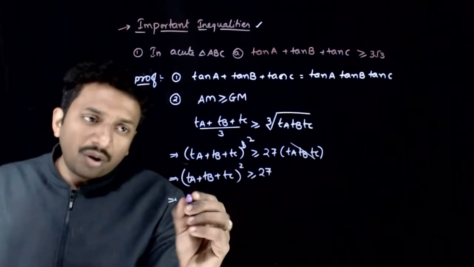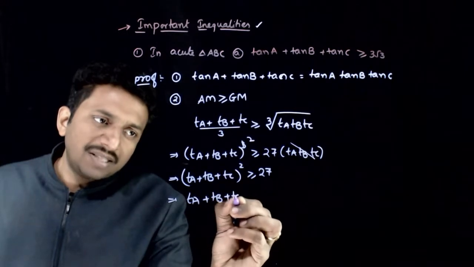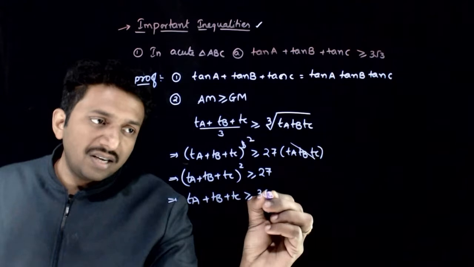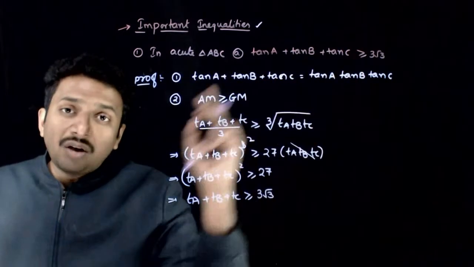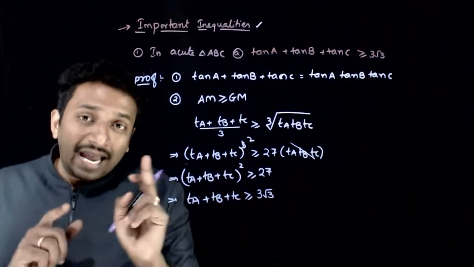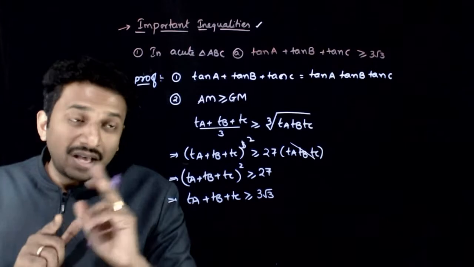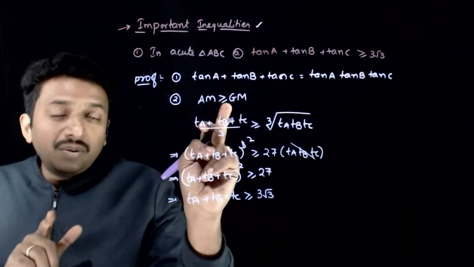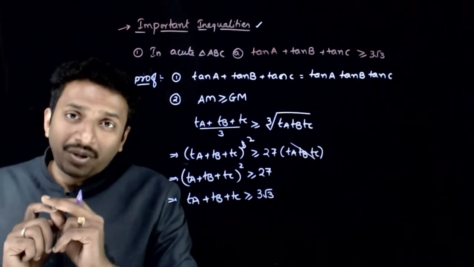So if you take the square root on both sides, tan A plus tan B plus tan C is always greater than or equal to root 27, which is 3 root 3. So tan A plus tan B plus tan C is always greater than or equal to 3 root 3. And remember, this is valid only in acute angle triangles. I have not proved this for obtuse angle triangles because AM will be greater than or equal to GM only if all the quantities considered are positive.